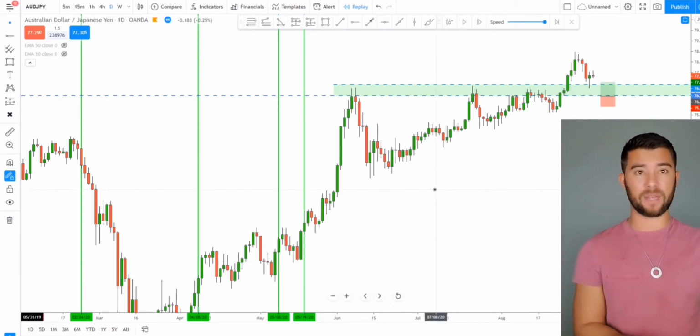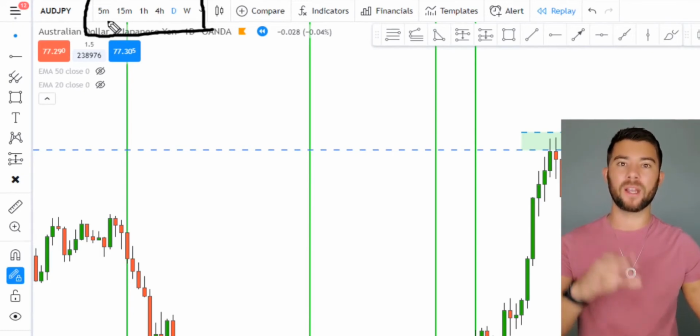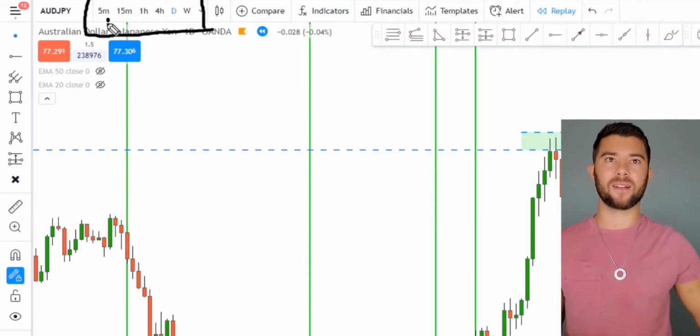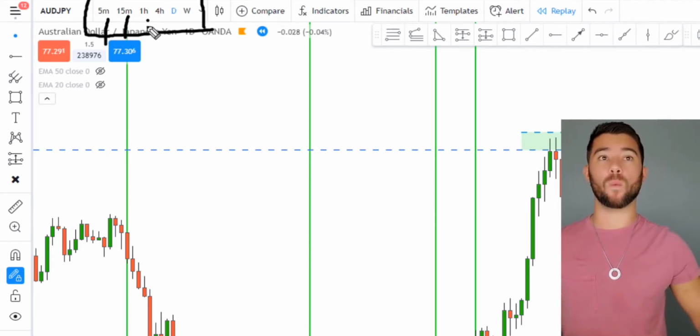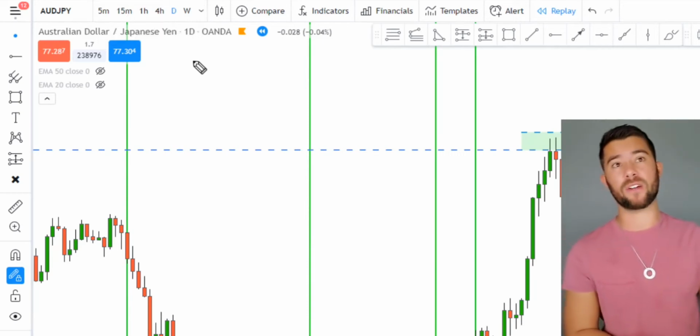If you look up top left-hand side of my screen, I'll try to zoom in on this for you. Right here we have some numbers, some charts, right? These are the most popular and most often traded charts, time frames. 5 minutes, 15 minutes, 1 hour, 4 hour, daily, and weekly are the most often traded charts by traders.